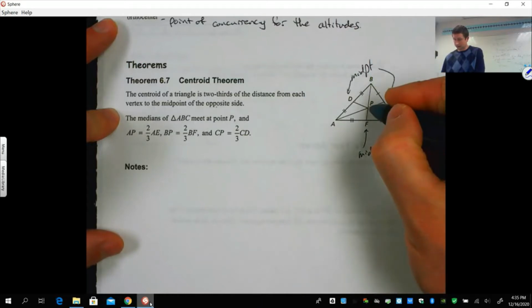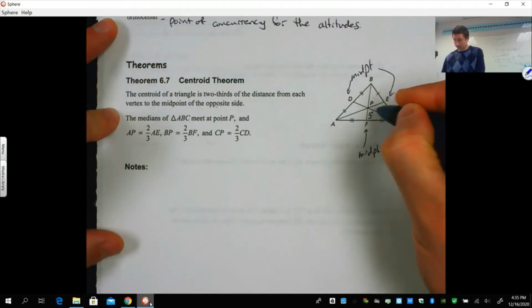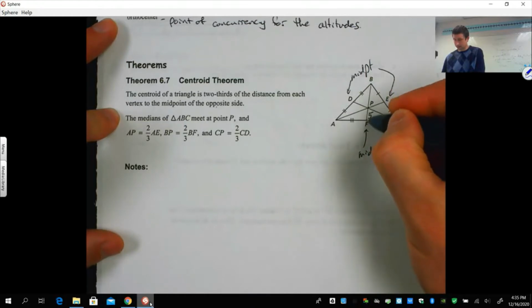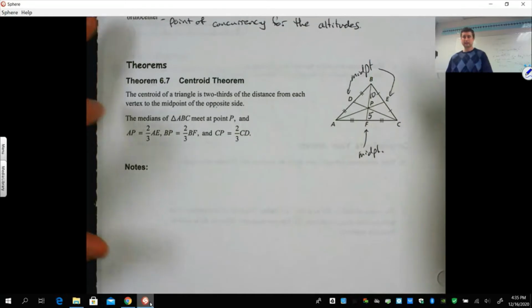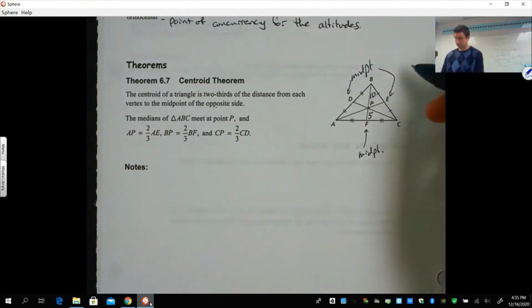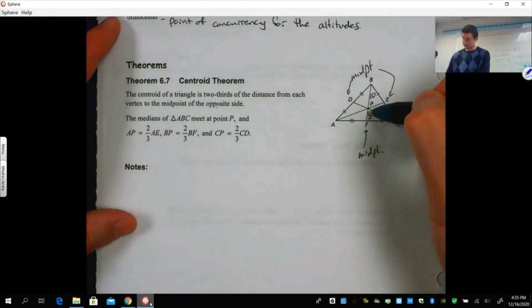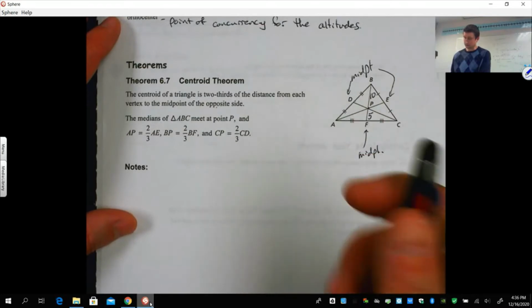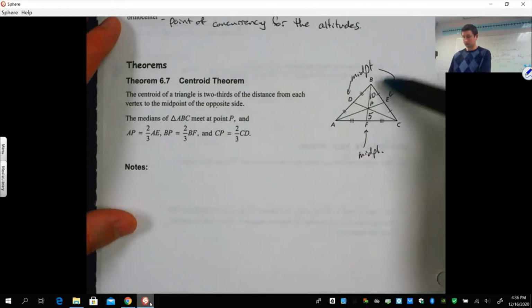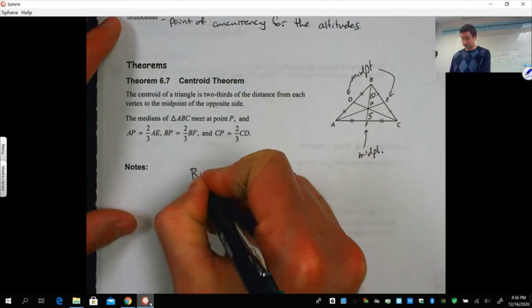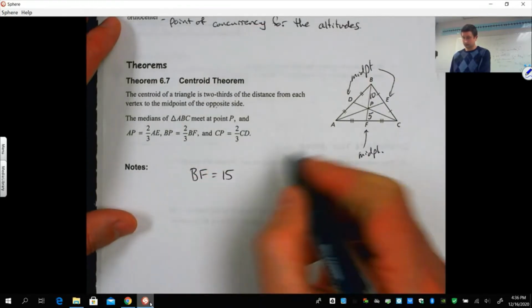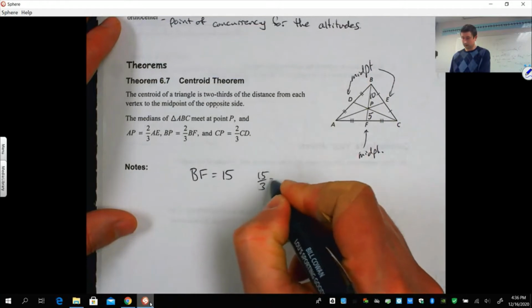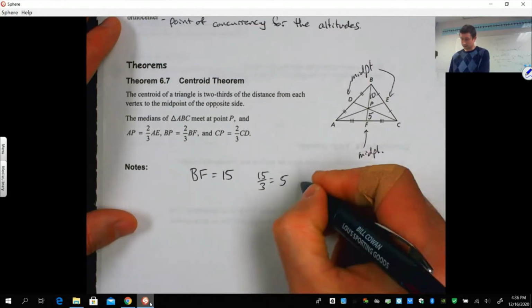So let's say PF is 5. That would make this 10. It's going to be twice that distance. So the longer side is twice the distance, the shorter side is half of what the other one is. That would be 2/3, because the total length from B to F would equal 15. And if you take 15 divided by 3, you're going to get 5, and that's the short distance.